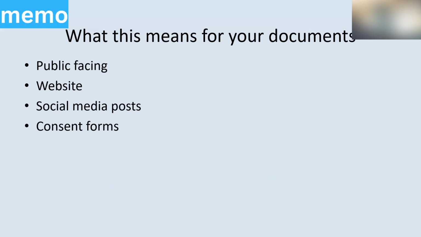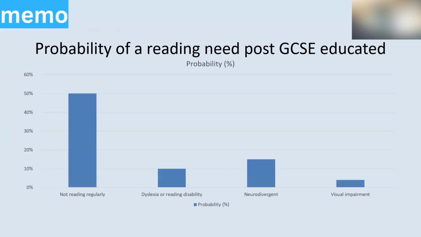So what about other reports that you are writing for other professionals where you know the education level, which is for the vast majority of these? How many of those people, what's the probability of that audience having some sort of reading age need? So the probability of a reading need post GCSE educated, still 50% possibly are not reading regularly. We've got around 10% still with some sort of disability in terms of a reading need like dyslexia, 15% neurodivergent, and 4% have some sort of visual impairment.